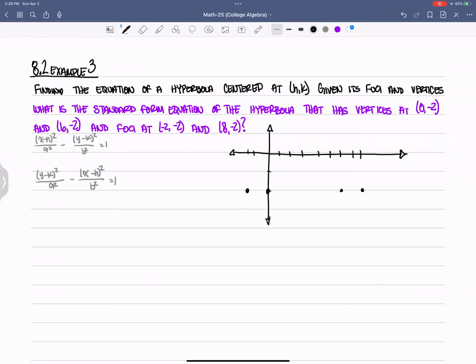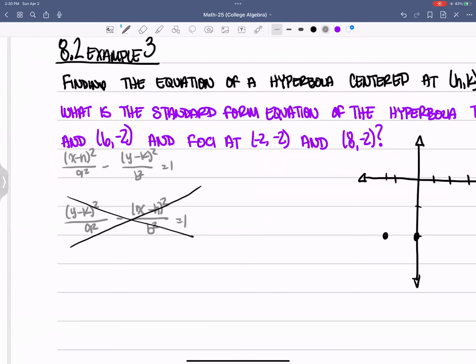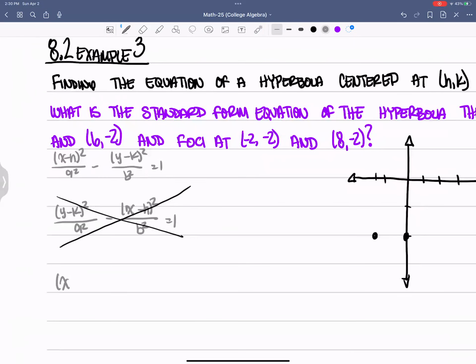All right, so from here, it looks like our major axis is the x-axis. Our graph looks like this. So we're graphing on x, not y. That means that we could say no to this one right here. So the things that we need: (x minus h) squared over a squared minus (y minus k) squared over b squared equals 1.